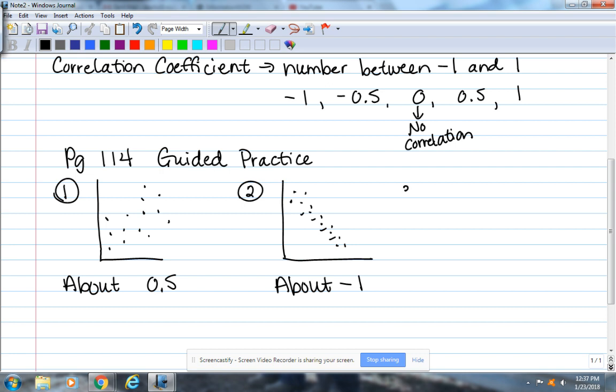And if you look at number 3 on page 114, you will notice that this is a no correlation graph, because you can't really tell if it's going to have a positive correlation or a negative correlation, or if it's trying to go up or downward in the trend. So if it's a no correlation graph, then you would say the correlation coefficient is approximately 0. So hopefully this will help you to decide what type of correlation you have and approximate the correlation coefficient between -1 and +1.